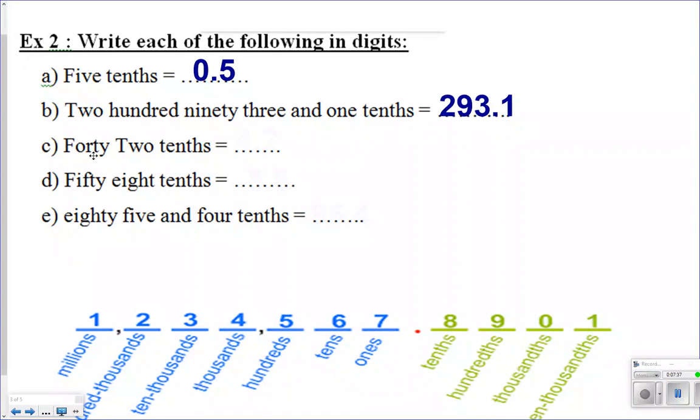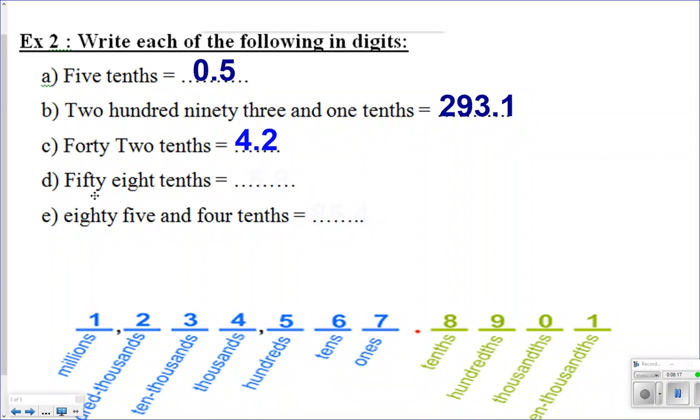Question C, I have 42 tenths. I don't have a whole part here. We have 42 tenths, but the place value of any number, the home of the place value, can carry just one digit, and here I have 2 digits, which is 42. So I write 2, but the 4 will go to the left, from the tenths to the ones. The answer will be 4.2.